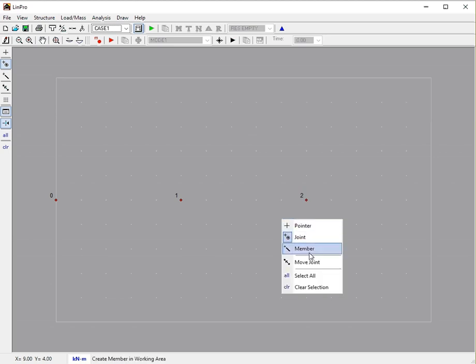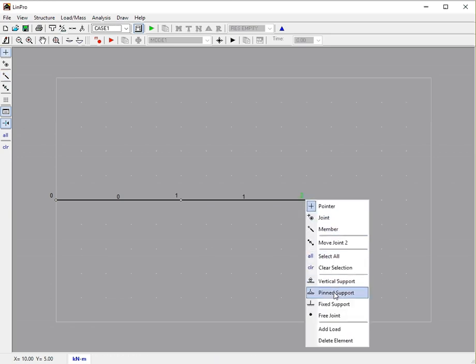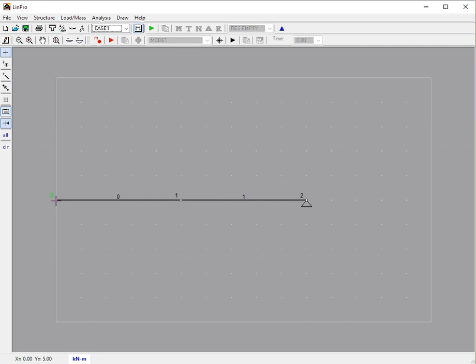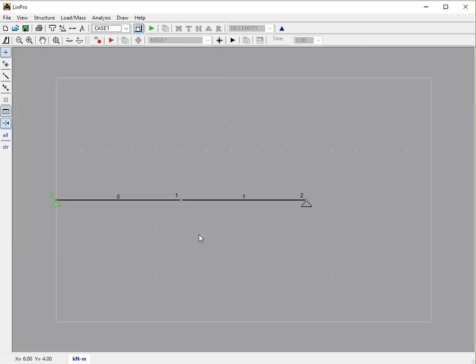So there's our 10 meter beam, with pin supports at both ends. Set up the section properties as you want. Units are in kilonewtons and meters, so 1.29 to the power of minus 2 is the area, and 6.15 e minus 4 is the second moment of area. Change that and okay that. So just confirm, yeah, it's okay.